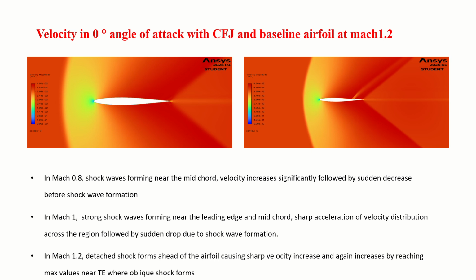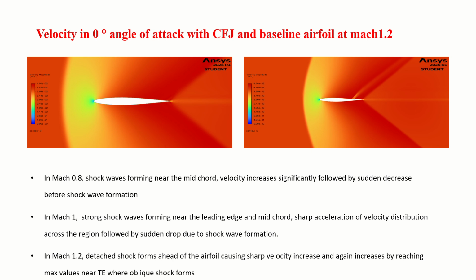Here the velocity increases significantly due to shock waves forming near the mid-chord at Mach 0.8 at 0 angle of attack. At every angle of attack there is a slight increase in velocity and also pressure. By using CFJ there is enhanced performance at every particular angle of attack.